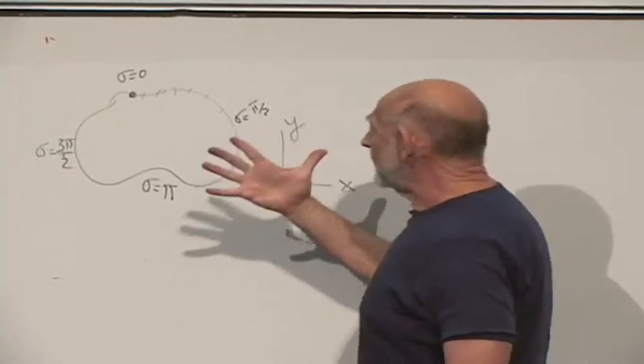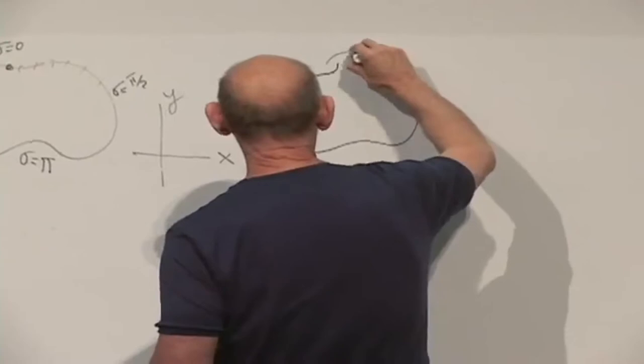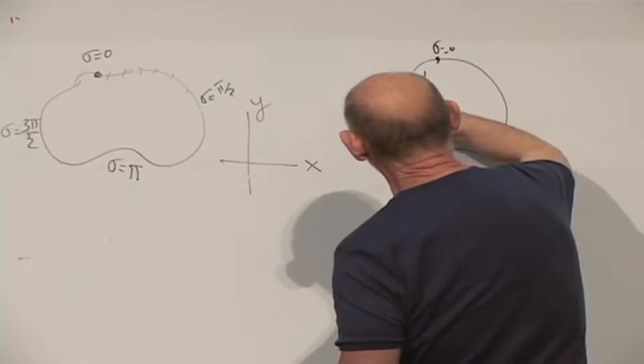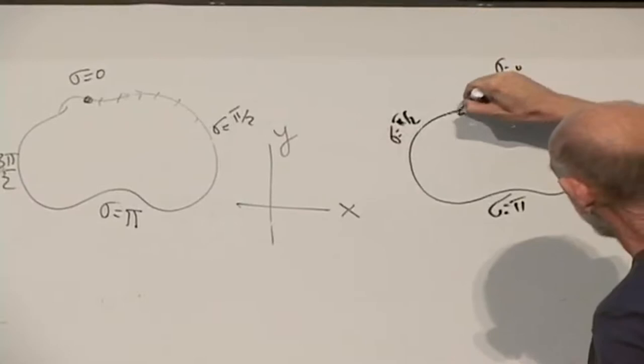But now I take this string, I lift it out of the blackboard, turn it around, and put it back on the blackboard. That's a physical thing I could do with a piece of rubber, with a rubber band. I put it back, and there it is now. Sigma equals 0 is over here. I happen to put it back in the same place. Sigma equals pi over 2 here. Sigma equals pi over here. Sigma equals 3 pi over 2 over here. Sigma increases in this direction now.